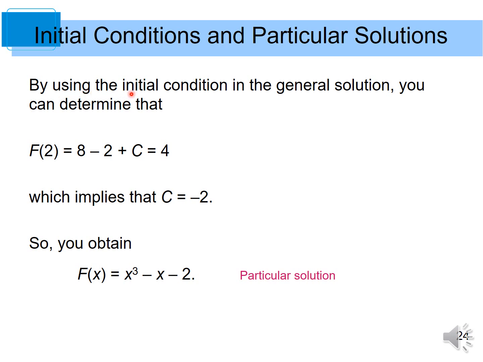By using the initial condition in the general solution, you can determine that F2, substituting 2 for x, equal to 4, and we solve for c. The c is negative 2, and we substitute c into the general solution to obtain the particular solution.